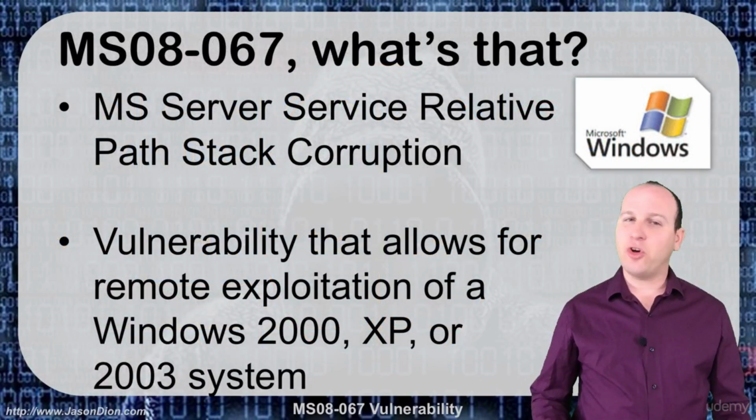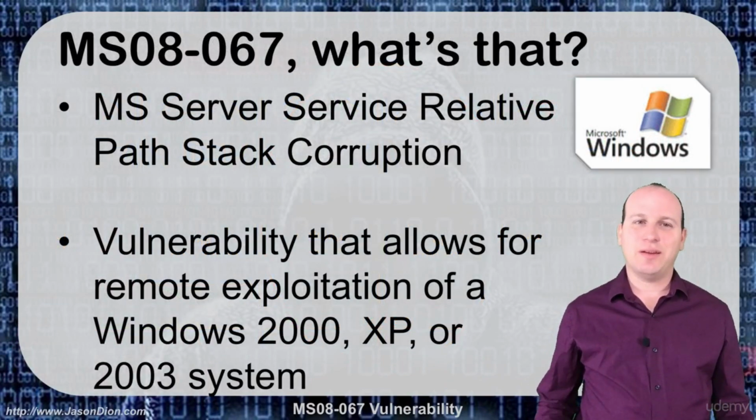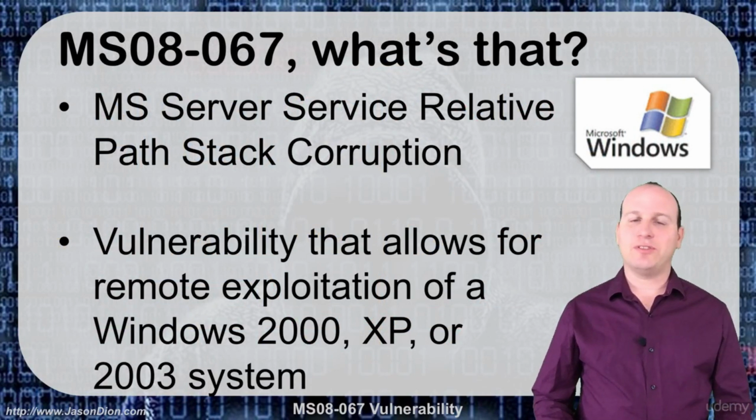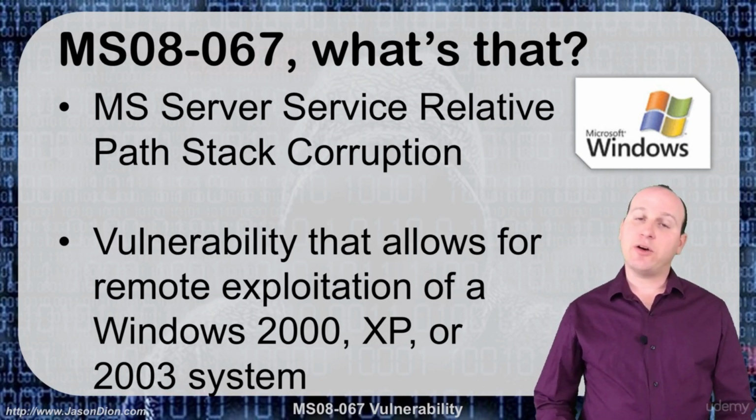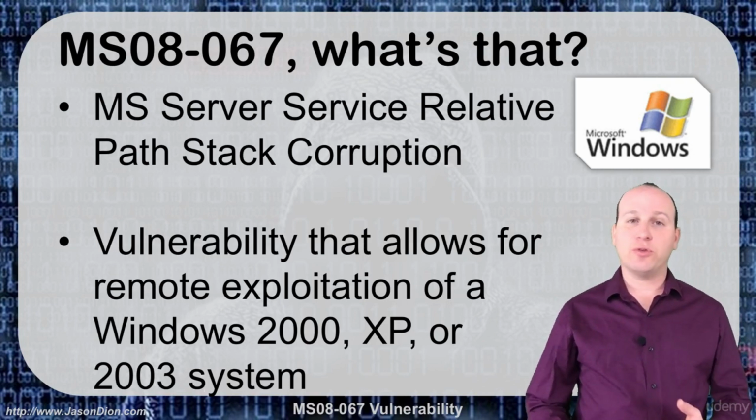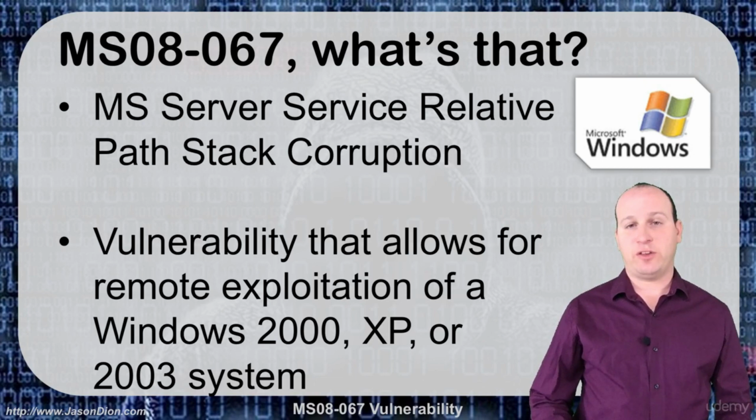So, MS08-067, what does that really mean? Well, MS08-067 is the vulnerability number that Microsoft assigned to this particular bug in their code. It is the Microsoft Server Service Relative Path Stack Corruption. Now, this vulnerability allows for a remote exploitation of a Windows 2000, 2003, or XP system.